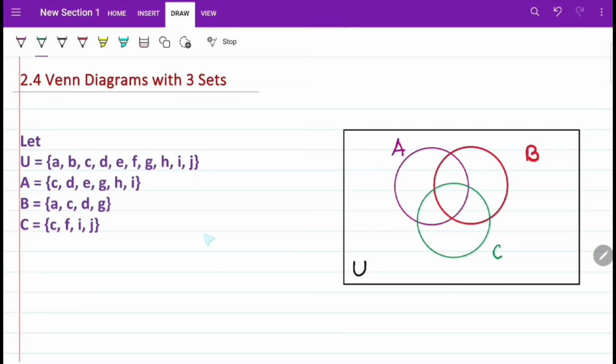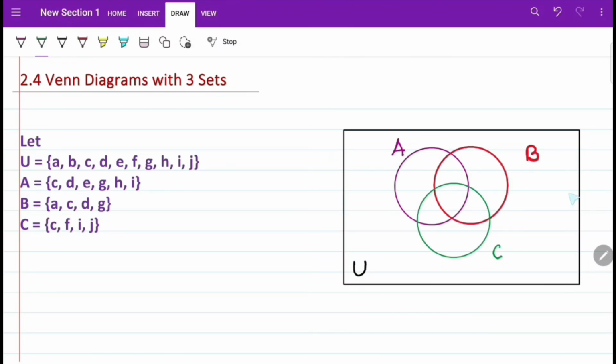Hello everyone. In this video we are going to learn how to create Venn diagrams for 3 sets. Now we are given 4 sets here, including the universal set, which contain elements starting from A through J, and then we have 3 other sets named A, B and C, which are formed using the elements from the universal set. Now on the right hand side I have a structure of the Venn diagram.